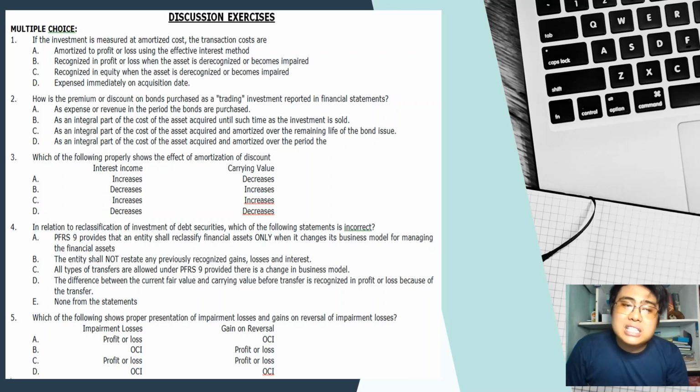Letter D sana ang sagot kung ang classification ng investment ay FVPL. Kasi kapag FVPL, ang transaction cost ay expense immediately. Hindi mo siya papadaanin through amortization. So number 1 is D.